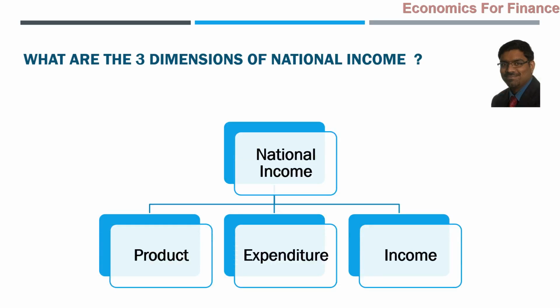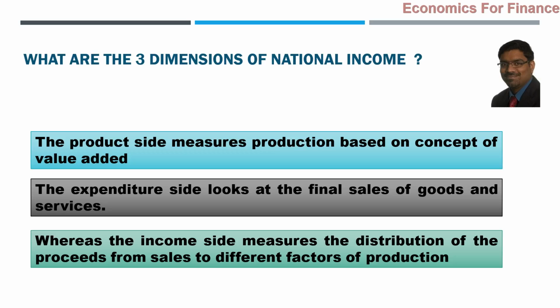And as a part of concepts of national income, what are the concepts of national income? There are three concepts, three dimensions. One is product side, other one is expenditure side, and a third one is income side. Naturally, the product side is based upon production based concept, and expenditure side is based upon the sale of the goods and services, and income side measures the distribution of the sale proceeds to different people who have contributed to the production process. So the entire economy always will be based on these three only.